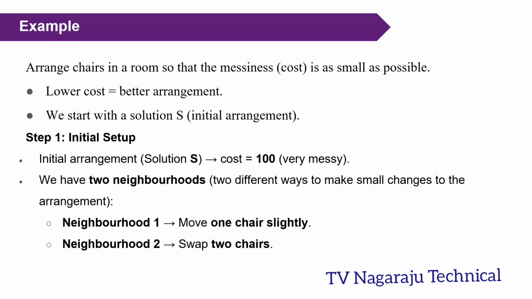Now, whatever algorithm we discussed, the algorithm is explained with an example. Understand? First, what is my problem? My goal is to arrange the chairs in a room such that the cost is as small as possible. This is my goal. Arrange the chairs such that the cost is as small as possible. That is, lower cost means better arrangement.